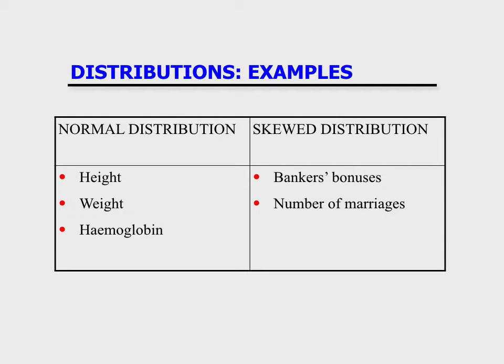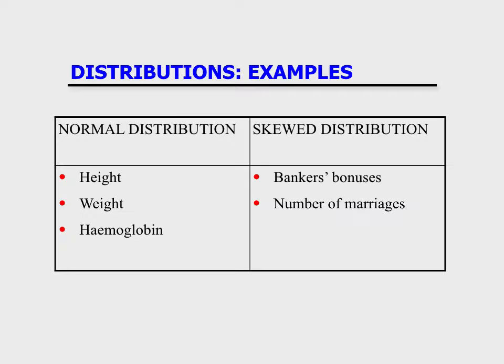And we also look at some examples. Normally distributed variables are things like height, weight, even hemoglobin, blood pressure, heart rate, things of that nature. Whereas skewed distributed variables could be bankers' bonuses, which have a tremendous amount of variance, and therefore the mean is not close to the median.